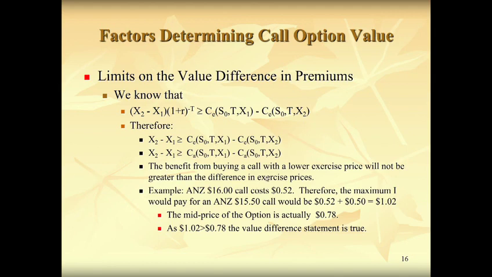So the benefit from buying a call with a lower exercise price will not be greater than the difference in exercise price. Otherwise, there will be an arbitrage opportunity, as I just showed you. So 78 cents is the fair value taken as the middle ground between the bid and ask price.